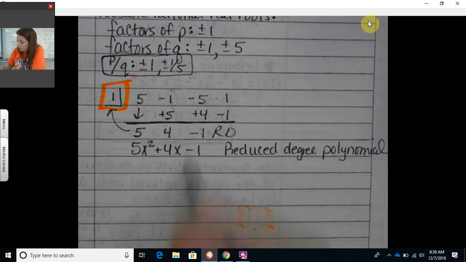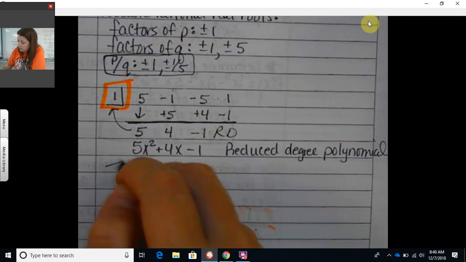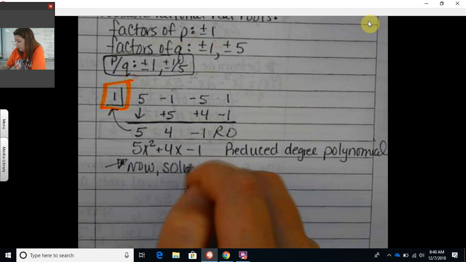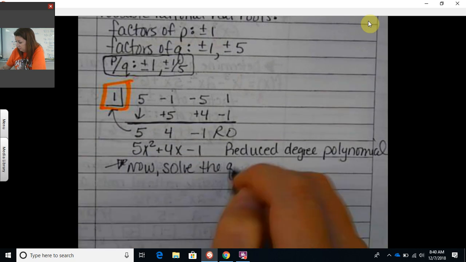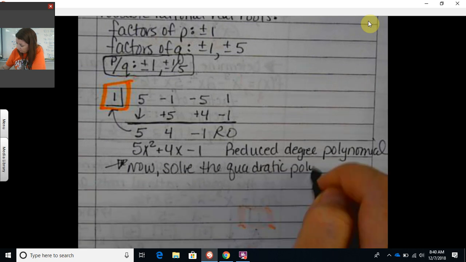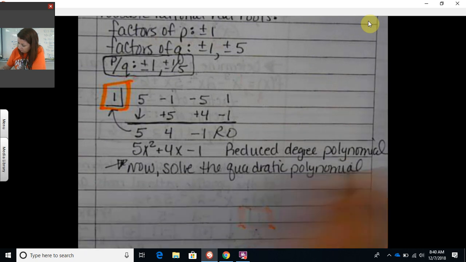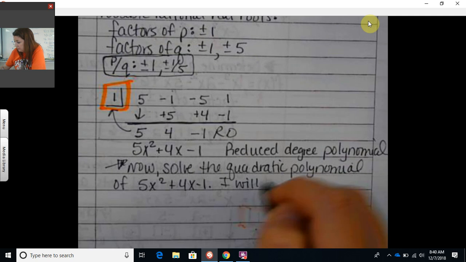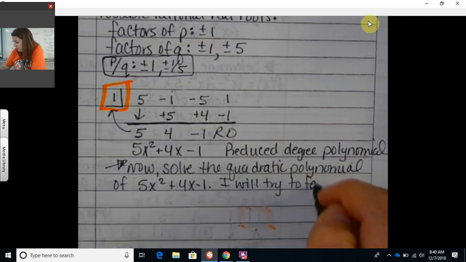All right, so now we're going to solve the quadratic polynomial of 5x squared plus 4x minus 1. I will try to factor first.